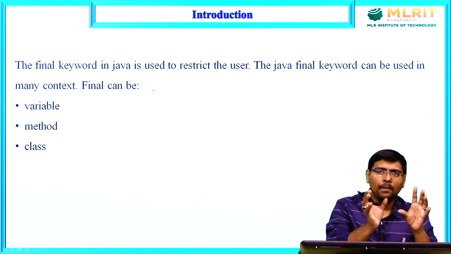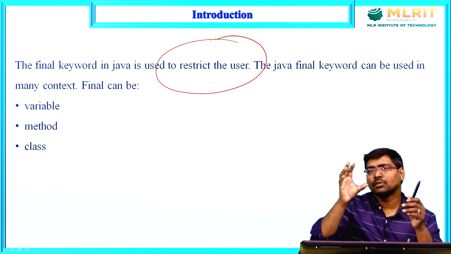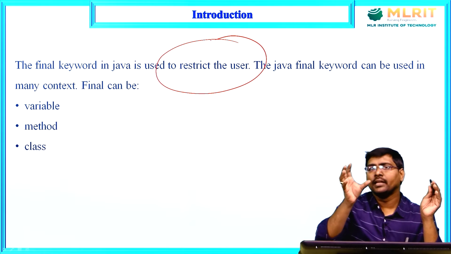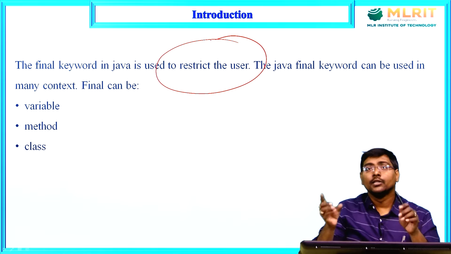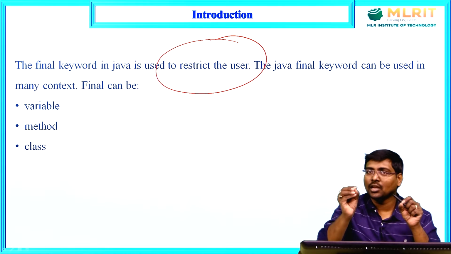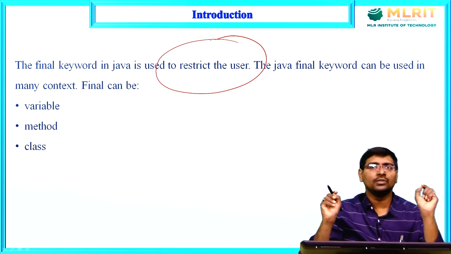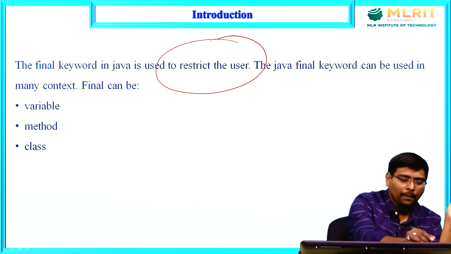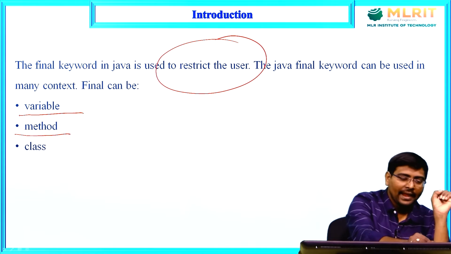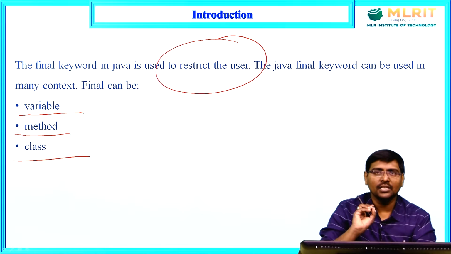Remember, the main purpose of the final keyword is to restrict the user. Suppose some programming component is not allowed to be used inside another class. What do you need to do? In such situations, to restrict the user from accessing some programming components, we use the final keyword. Generally, the final keyword is applied to a variable, to a method, and to a class.